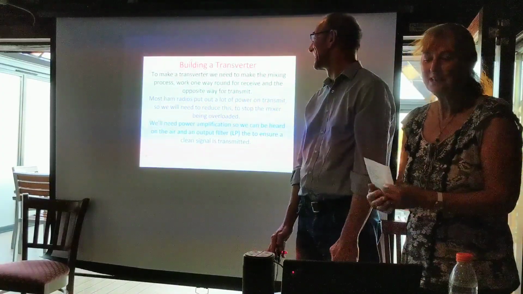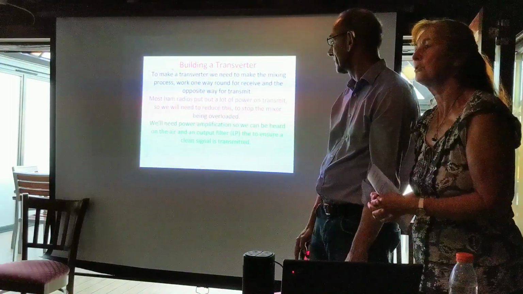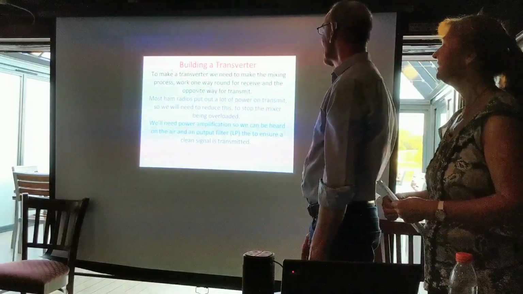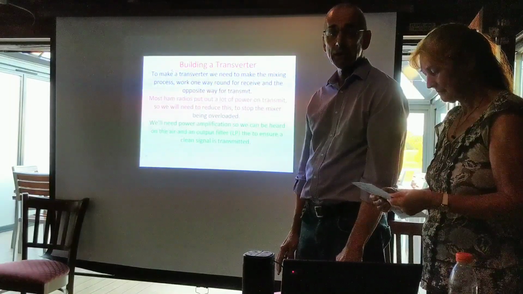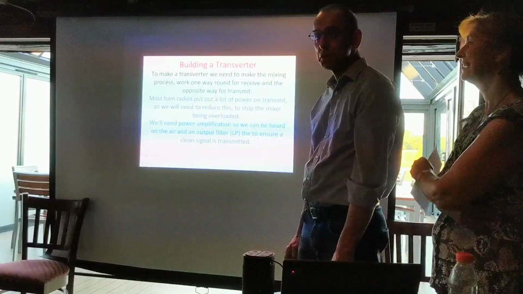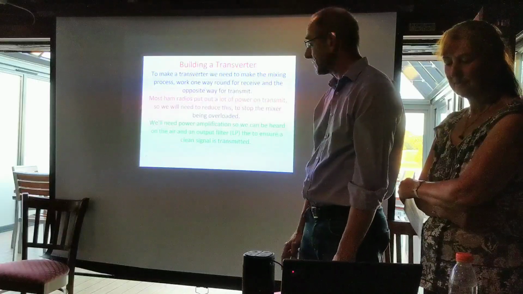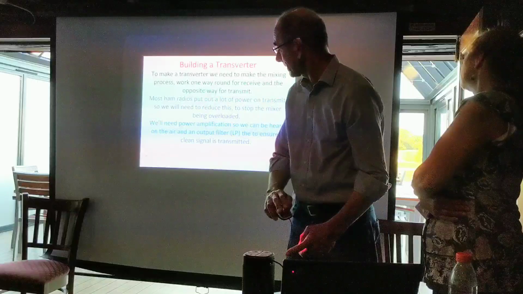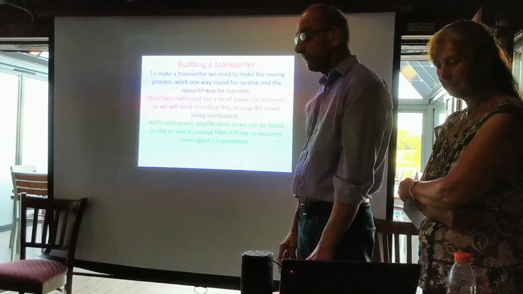To make a transverter, we need to make the mixing process work one way round for receive and the opposite way for transmit. Most ham radios put out quite a lot of power. Even an 817, the minimum setting is half a watt, and that mixer chip doesn't need anything like that. So we're going to need some way of reducing the power coming in from the transceiver you're using to a level that's suitable for the mixer, to stop it being overloaded.